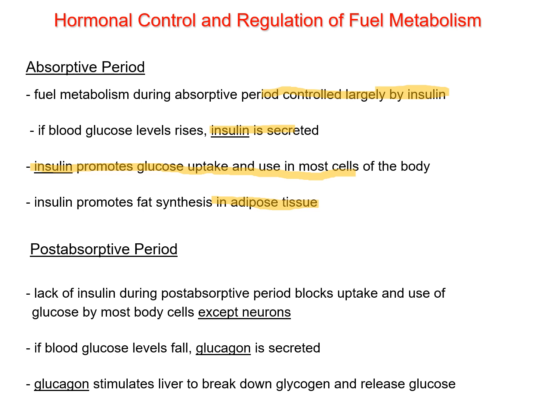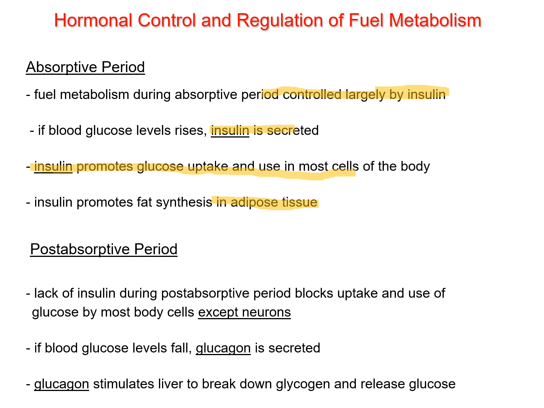The only exception, in terms of the effect of insulin allowing or not allowing glucose uptake, is neurons in the central nervous system. Neurons in the brain are able to take up glucose regardless of whether there's insulin or not. They continuously need to have a source of energy. Other than that, however, all the other tissues do need insulin in order to take up glucose.